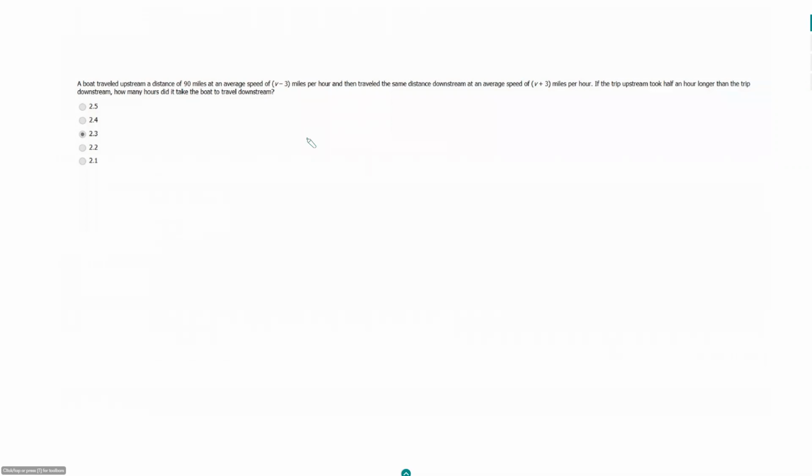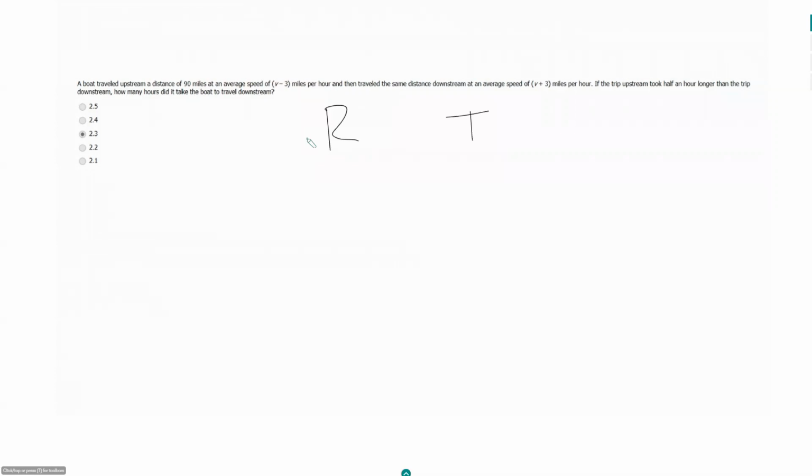A boat traveled upstream a distance of 90 miles at an average speed of v minus 3 miles per hour, and then traveled the same distance downstream at an average speed of v plus 3 miles per hour. If the trip upstream took half an hour longer than the trip downstream, how many hours did it take the boat to travel downstream?